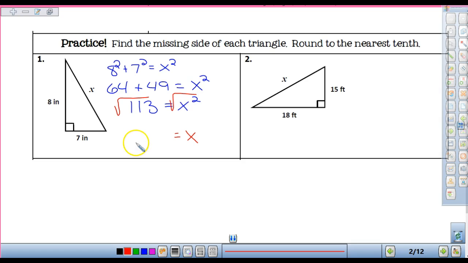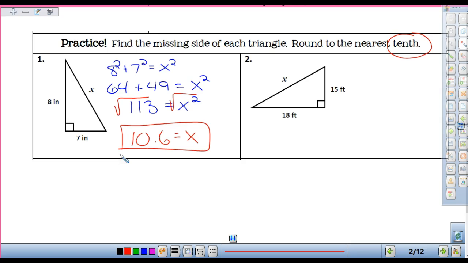It's actually about 11. If it was 10, it would be 100. If it was 11, it would be 121. Let's read the directions. That's why I said let's read through the directions. Round to the nearest tenth. So 10.6. How do you get that on the calculator? Use the square root button, whatever your square root button is. Oh, yes. I got it.